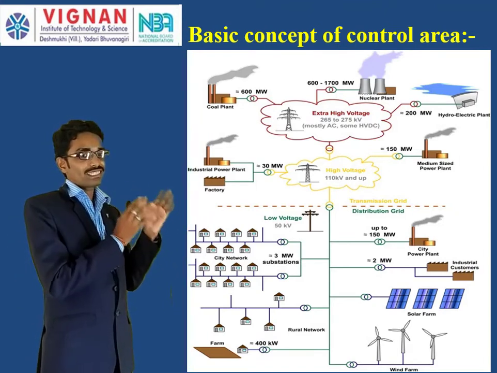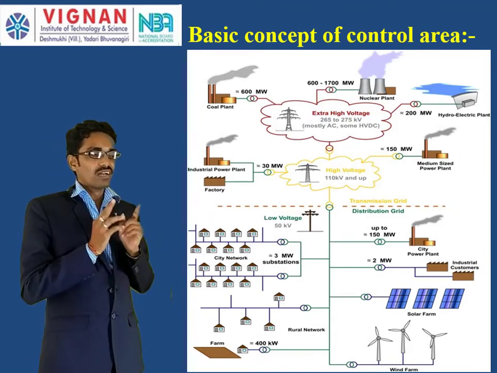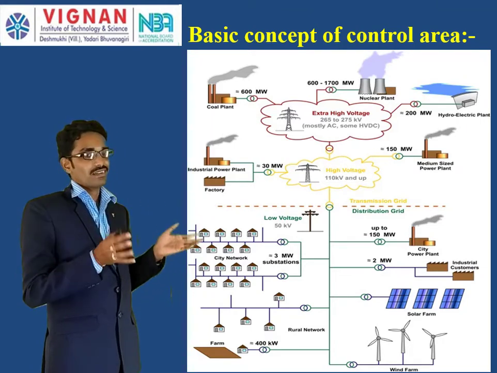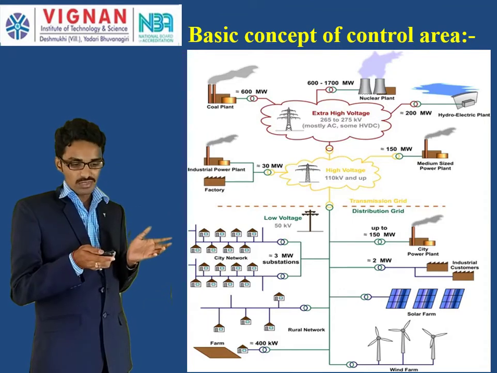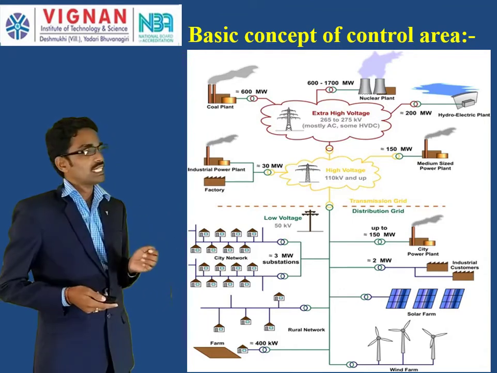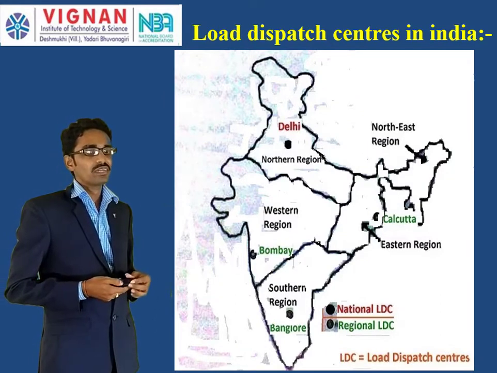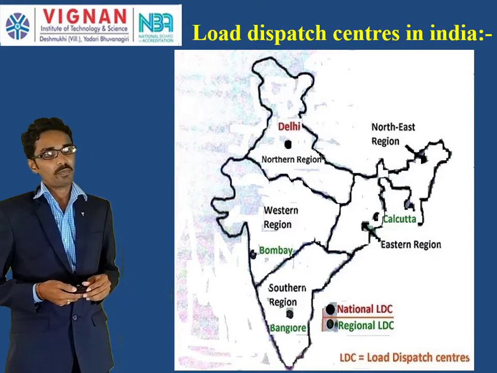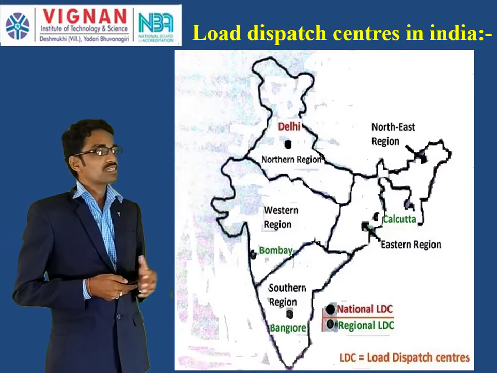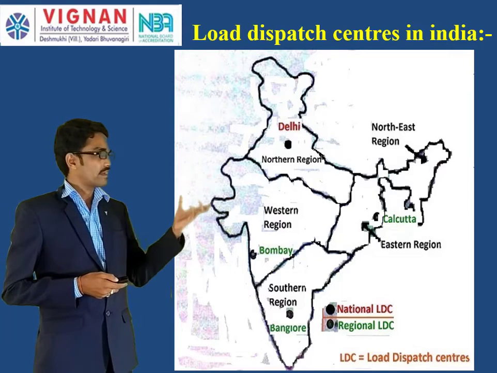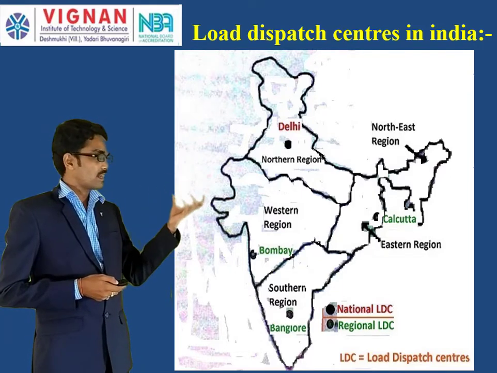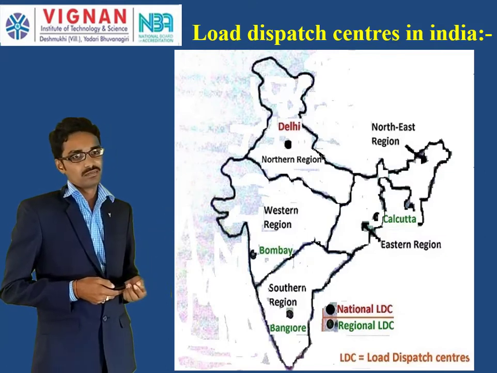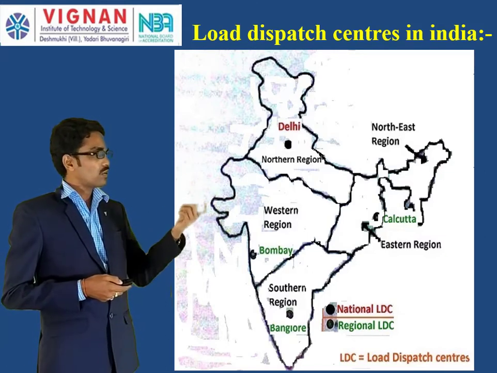The first one is the national grid. For one nation you are going to have a single national grid. Then you are having regional grids. If you come to India, you have the National Load Dispatch Center, which is available in Delhi, and there are other regional load dispatch centers. Regional grids are going to be present. For those regional grids, you need to connect to the regional load dispatch centers, LDC.